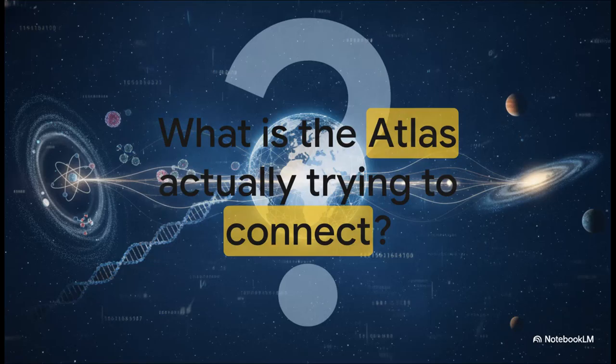Which leaves us with one final kind of mind-bending thought to wrap up this explainer. If everything, from atoms to galaxies to human consciousness itself, operates on these exact same shared principles of relationships and emergence, what is the Atlas actually trying to connect? Are we just cataloging random facts, or are we finally uncovering the hidden architecture of reality itself? Definitely something to think about the next time you look at a map.